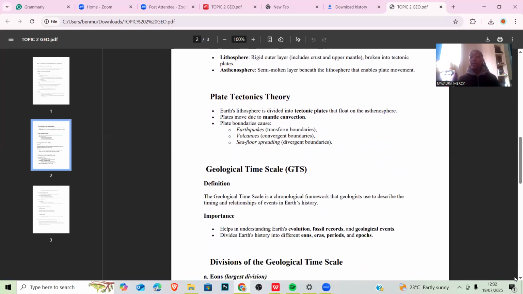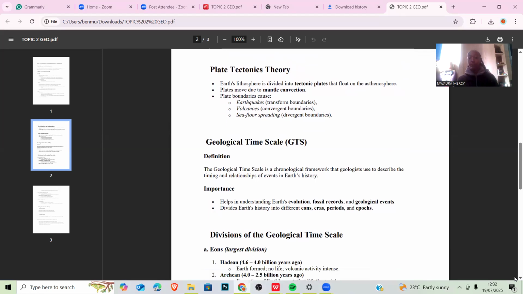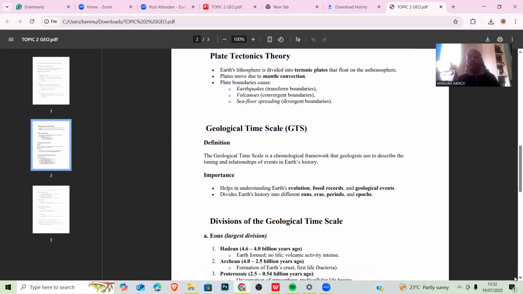So we go to the plate tectonic theory. The plate tectonic theory states that the Earth's surface lithosphere is divided into tectonic plates that float on the asthenosphere. Plates move due to mantle convection. Plate boundaries cause earthquakes, volcanoes, and seafloor spreading.